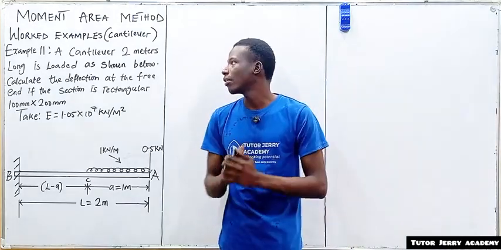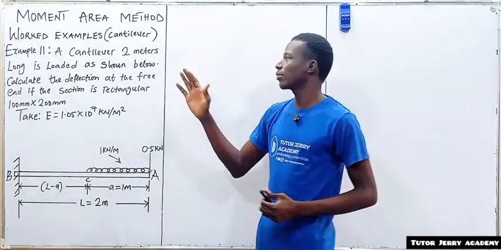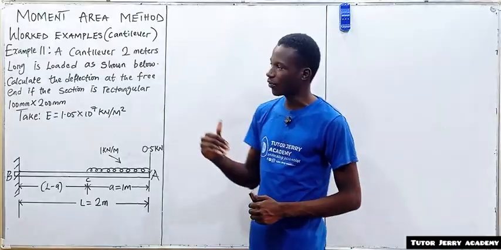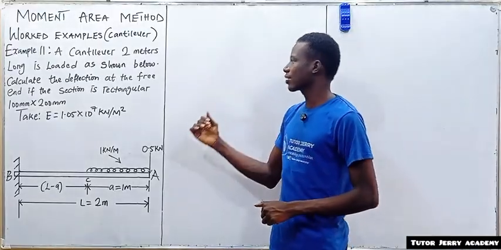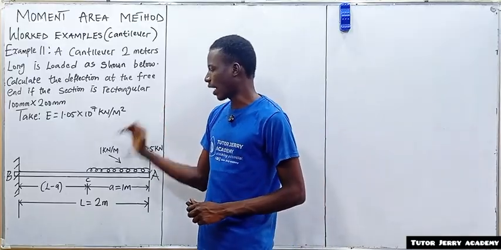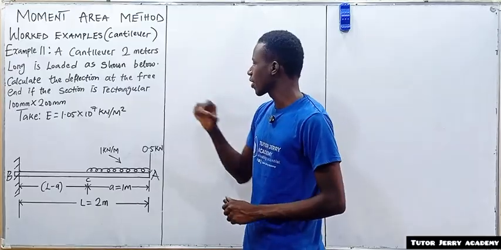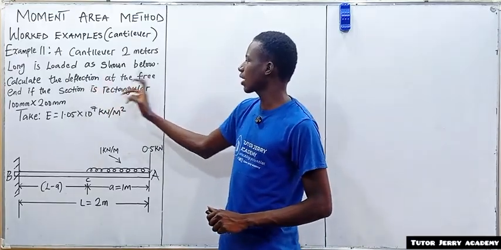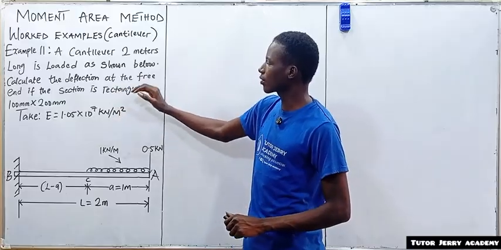Hello and welcome. We are still on moment area method. This is example number 11. All right. So we have a cantilever on the board. It is 2 meters long. It is loaded as shown below. We are asked to calculate the deflection at the free end if the section is rectangular.